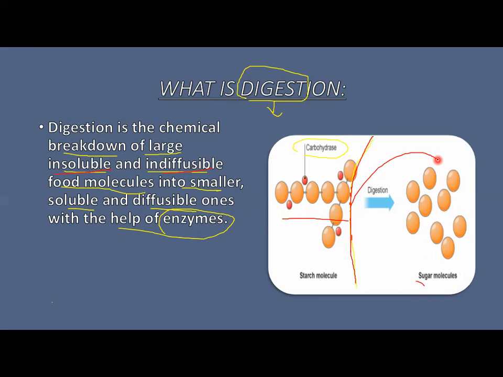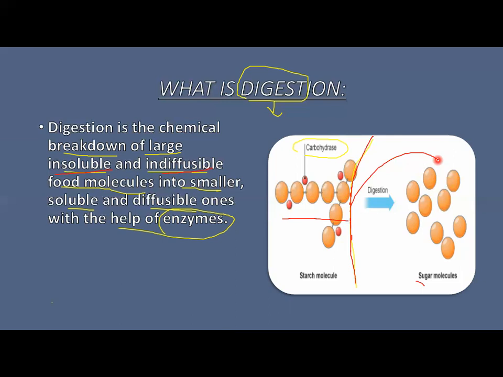And why is digestion necessary? Because large food molecules cannot get into our bloodstream. If they do not get into our bloodstream, we will not get any energy. So to get energy, food must be in our bloodstream. So before coming into the bloodstream, your food must be digested. And the process which helps in the digestion of food is called digestion.